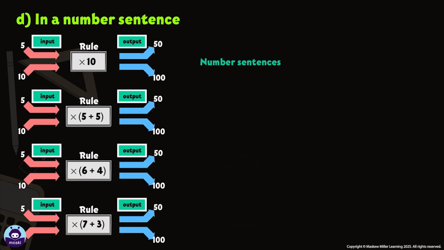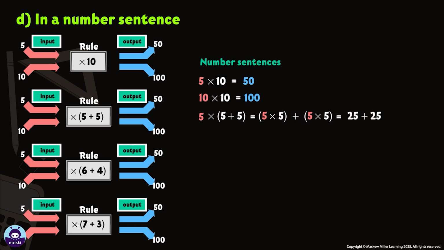Number sentences. 5 times 10 equals 50. 10 times 10 equals 100. 5 times (5 + 5) equals (5 times 5) + (5 times 5) equals 25 plus 25 equals 50. 10 times (5 + 5) equals (10 times 5) + (10 times 5) equals 50 plus 50 equals 100.